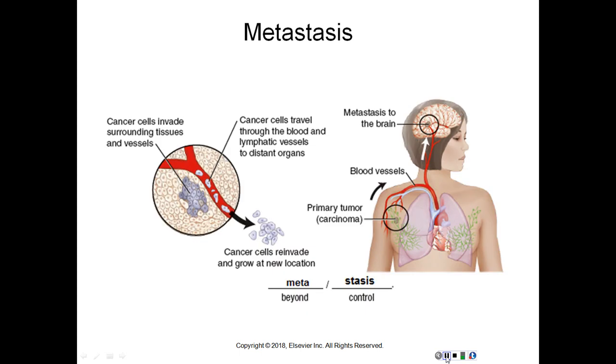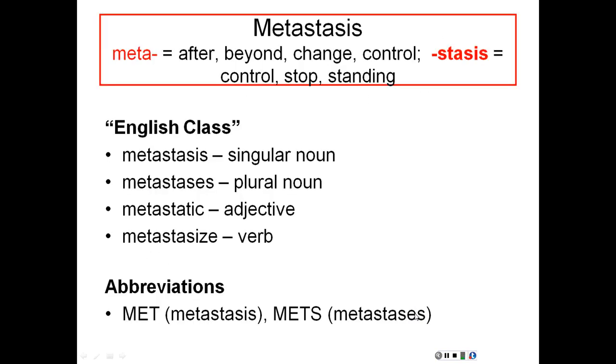So here they're just showing you a picture of metastasis. Again, metastasis means to spread. So here we have just a picture. Again, this should be in your book someplace. I apologize for not giving page numbers. But basically, beyond control, the medical term would be metastasis. That's the breakdown of it right there.